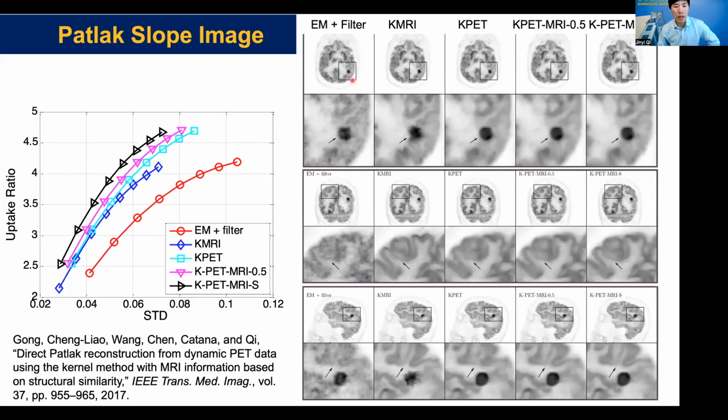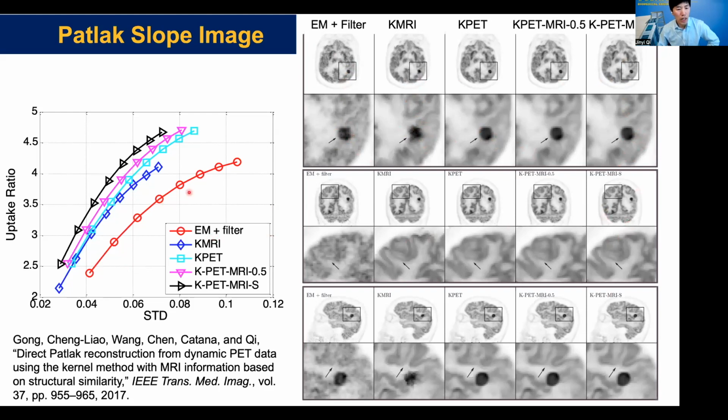Here we have a normal FDG scan with an artificially inserted lesion. The lesion was not present in the MR image. It's spherical, but not available in the MR image, just to show the potential bias introduced by the MR, and how that can be addressed by the similarity weighting factor. As you can see, this is the EM, so it's roughly a spherical shape. If you use the MR information, it becomes not spherical because it follows the gray matter structure. The PAT is good, and the structure similarity weighted kernel also preserved the shape.